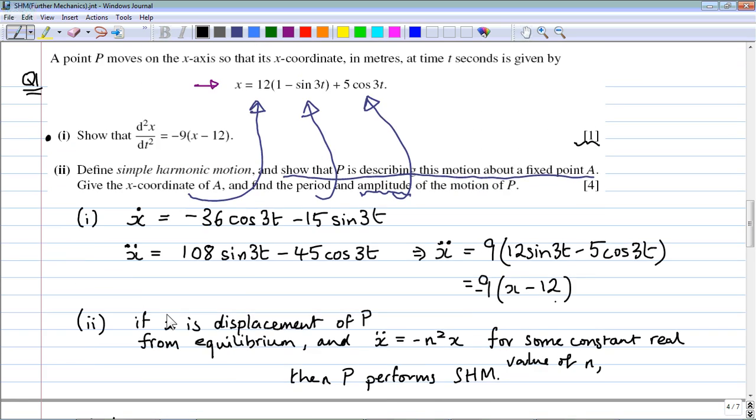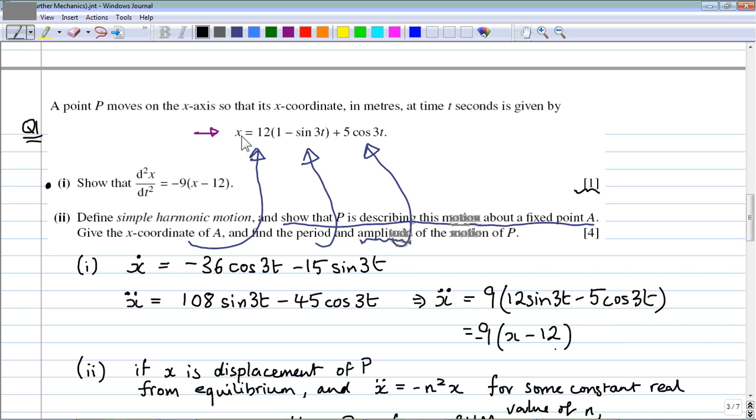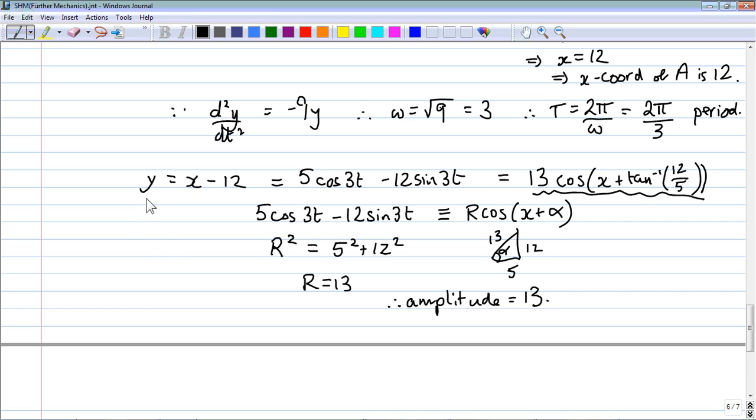Now notice, by the way, if we look back at this formula, it's not telling me the maximum value of x is 13 and the minimum value of x is minus 13. No, it's telling me the maximum value of y is 13 and the minimum value of y is minus 13. So y is between minus 13 and 13, but of course x is y plus 12. So it's actually the case that x varies from minus 1 to 25. And it's simple harmonic motion about the centre point, the equilibrium point where x is 12.